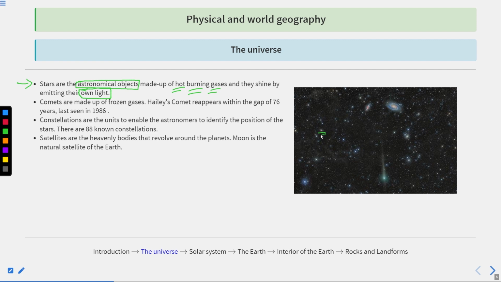And the light that you are seeing is because of the hot burning gases they have, and they shine by their own light. It means that the heat of this light basically makes them an emitting object, and this light or heat is so high that it can be seen from the Earth also. The stars are not situated nearby, but far away from us. Because of their lighting, they can be seen.